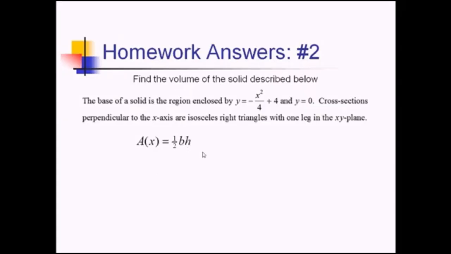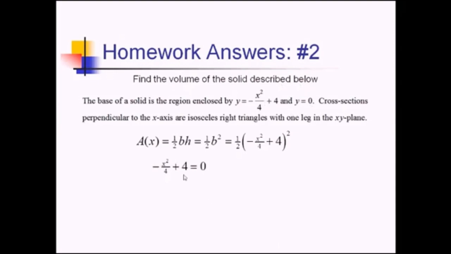And the key here is that one of the legs is already in the xy plane, so you know the other leg has to be the height. So I'm going to write this as 1/2 base squared in this case. Now what is the base? Well, that's just going to be the distance between my bounding functions, which in this case is just this parabola right here. So we have 1/2 times all this craziness squared. That's our area formula.